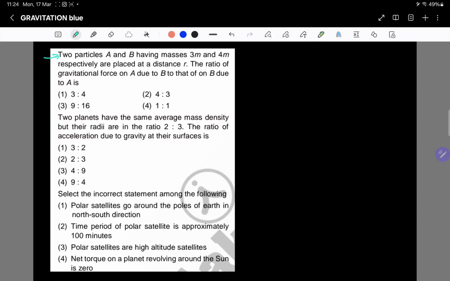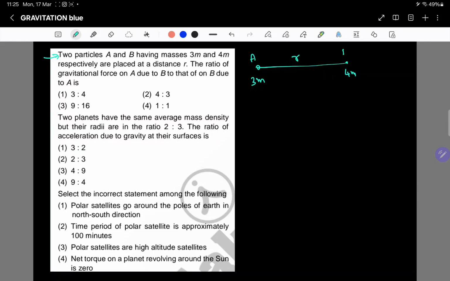Two particles A and B having masses 3m and 4m are given. These are separated by distance r. Find the ratio of gravitational force on A due to B to that of B due to A. It is easy only, students.